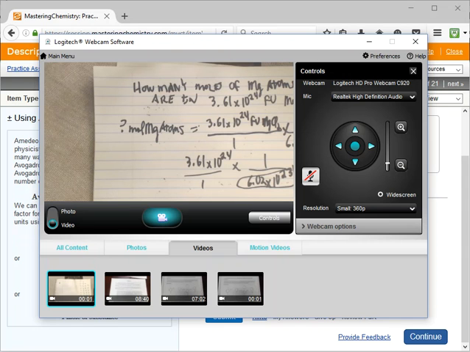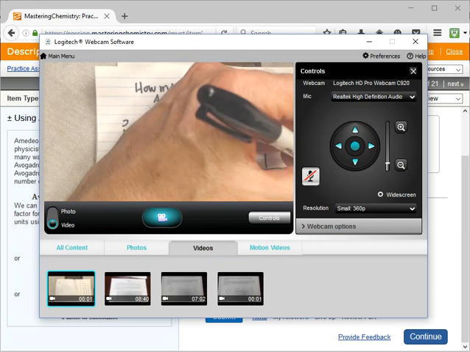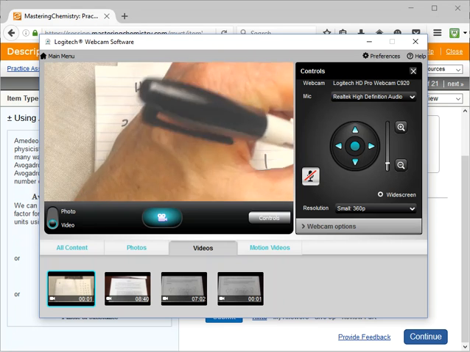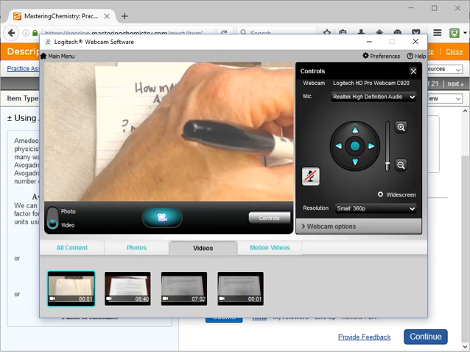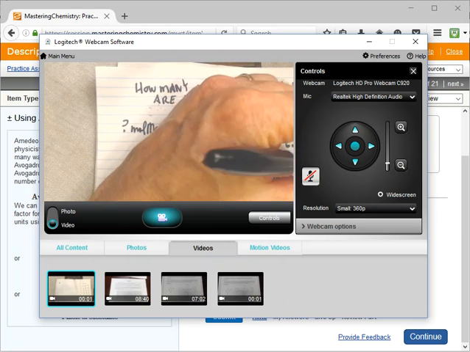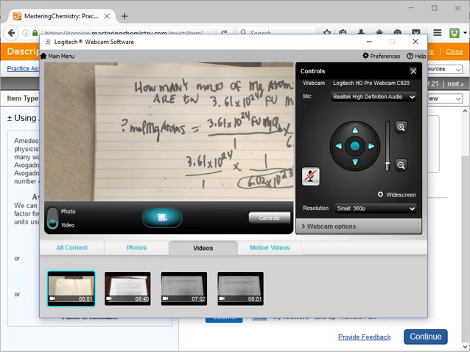36.1 divided by 6.02. It comes out to be something like 6.0 should be the answer you get for how many moles you've got in there, okay? 6.0. Check that out. Make sure you can get that. All right, that was Avogadro's number.